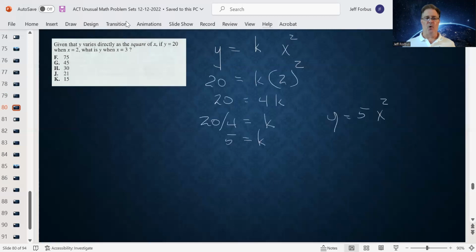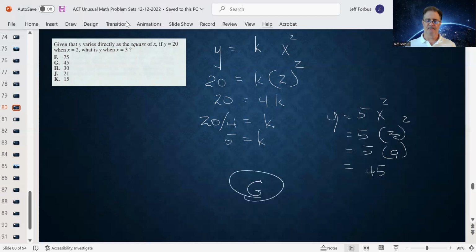Now, what is y when x is 3? Well, 5 times 3 squared. 3 squared is 9. 9 times 5 is 45. So therefore, y is 45 when x is 3. And that is answer choice G. All right, let me make that G a little bit better. There you go. Let's move on.